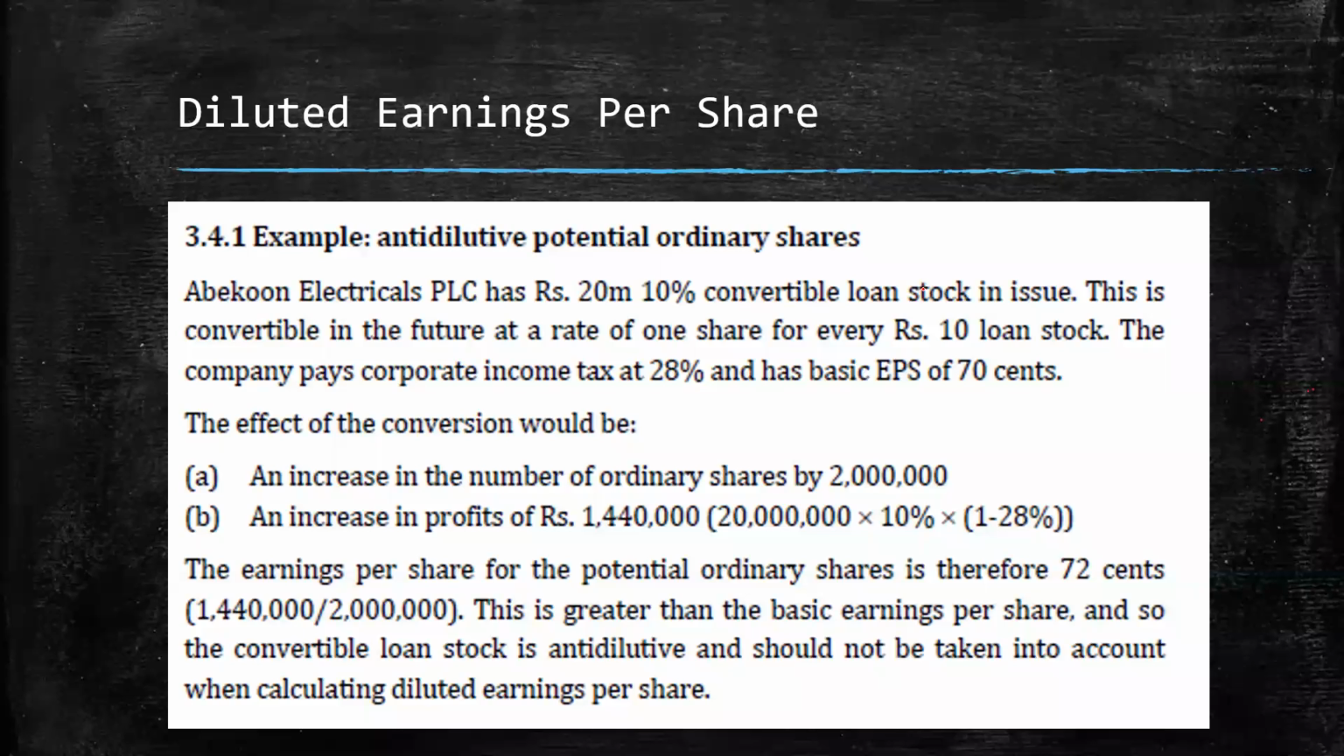So it is a potential ordinary share. The company pays corporate income tax at 28% and has basic EPS of 70 cents. Basic EPS has already been calculated and the value is 70 cents. Right.